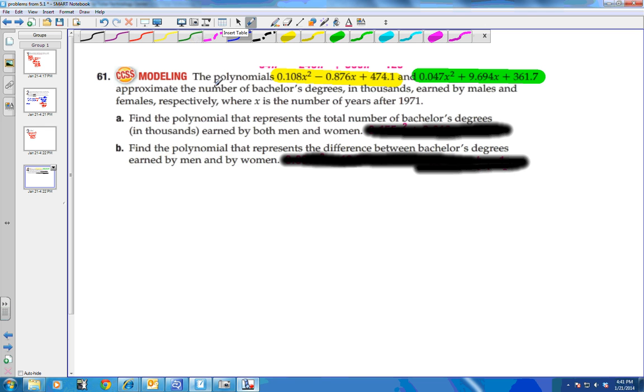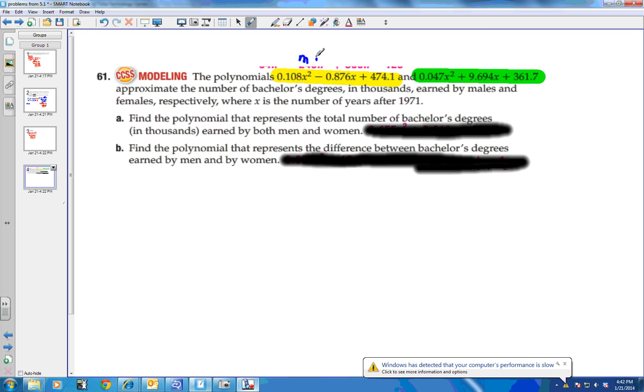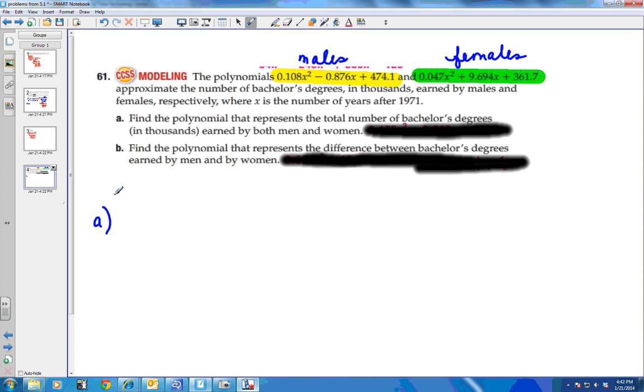Okay, so the polynomials, here's my first one, here's my second one, approximate the number of bachelor's degrees in thousands earned by males and females respectively, where X is the number of years after 1971. So when it says earned by males and females respectively, that means whichever one they named first, which was males, this is the one that goes with males. This is the polynomial that goes with females. So part A says, find the polynomial that represents the total number of bachelor's degrees in thousands earned by both men and women. So if they just want to know the total amount, doesn't it make sense that I would just add those two together?